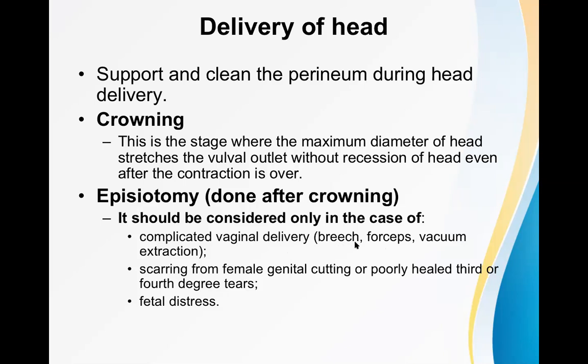Breech is not a normal type of delivery, isn't it? It's abnormal because the lower parts of the fetus are presented. Other indications are scarring from female genital cutting or a poorly healed third or fourth degree tear, which may have happened in a prior delivery, and fetal distress. The baby is having difficulty inside. Either the fetal heart rate is more than 180, or it is less than 100 per minute, and we need to quickly deliver the baby, and that would be helped by giving a large cut in the perineum. This is called episiotomy.